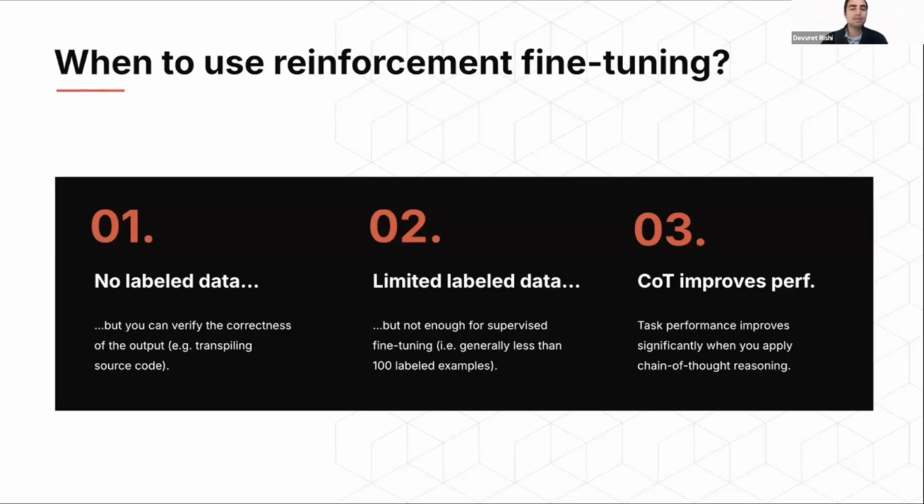The second that we see is when you have limited labeled data, not enough for supervised fine-tuning, but maybe dozens of examples that you can use as part of the verification process. And then the final property that we often find indicates that reinforcement fine-tuning might be useful for your problem is if chain of thought improves the overall model performance. Or put another way, if one of the larger reasoning models is particularly adept at the task that you're looking to do, then we generally find that reinforcement fine-tuning can work well on that as well.